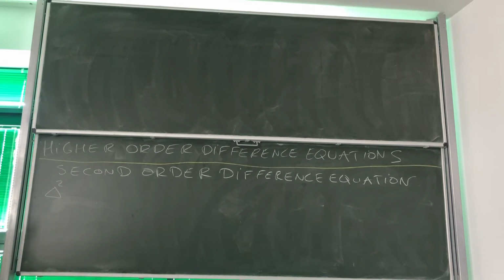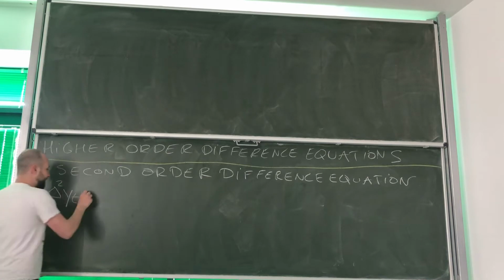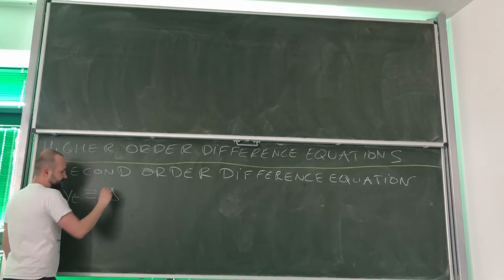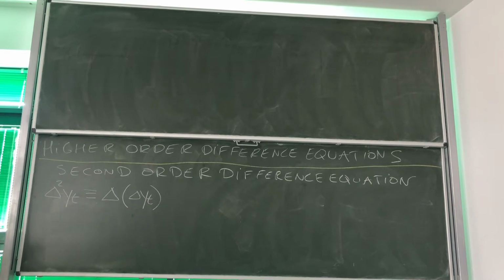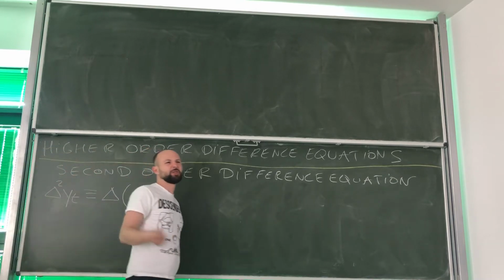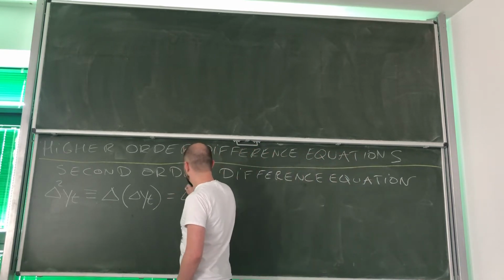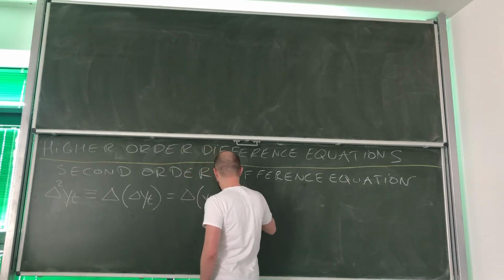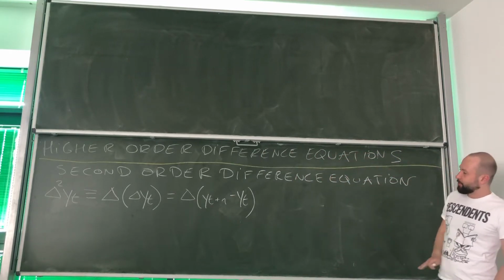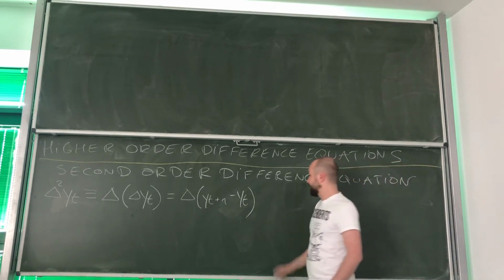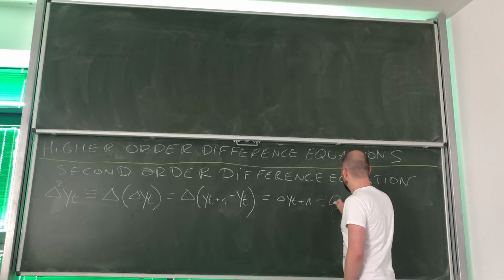This is how we denote the second difference, and the second difference of yt is, by definition, the first difference of the first difference. Because we know how to calculate the first difference, it shouldn't be a big problem for us to calculate the second. This is equal to the first difference of yt plus 1 minus yt. Now, I can apply the difference operator to both of these expressions separately. So we get that this is delta yt plus 1 minus delta yt.